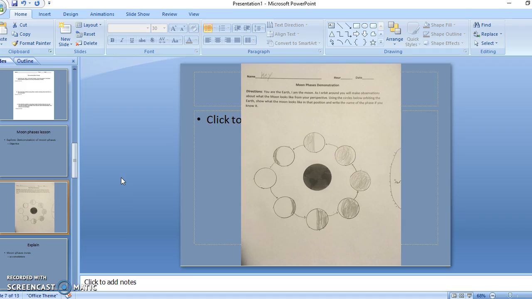They're sitting in a circle in the center. I said, all right, how much of this is illuminated? How much do you see of this moon? And they said, all of it. I said, okay, now what does this appear to be on your sheet?